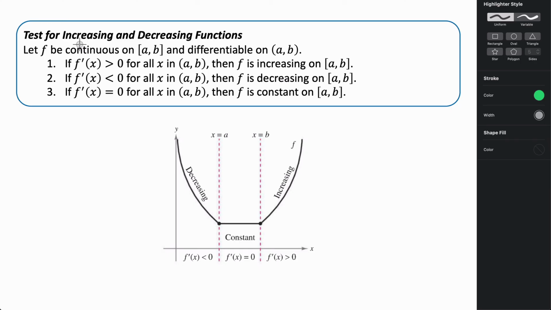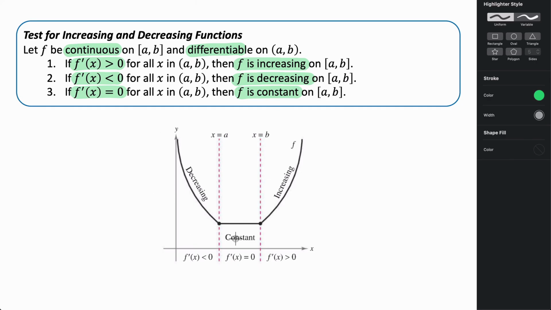or decreasing, and we're told that our function f is continuous on this closed interval and differentiable on the open interval with the same endpoints, then we can say if the derivative is positive, then our original function f would be increasing on that interval. If the derivative is negative, then our function f would be decreasing on that interval. And similarly, if the derivative is equal to 0 for some interval inside the interval ab, then we would say that f is constant.